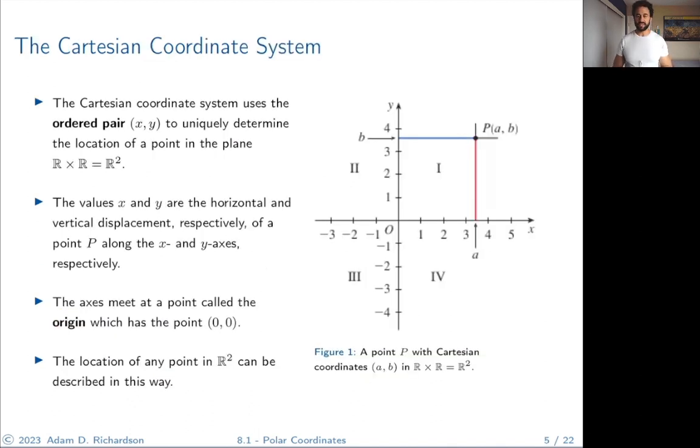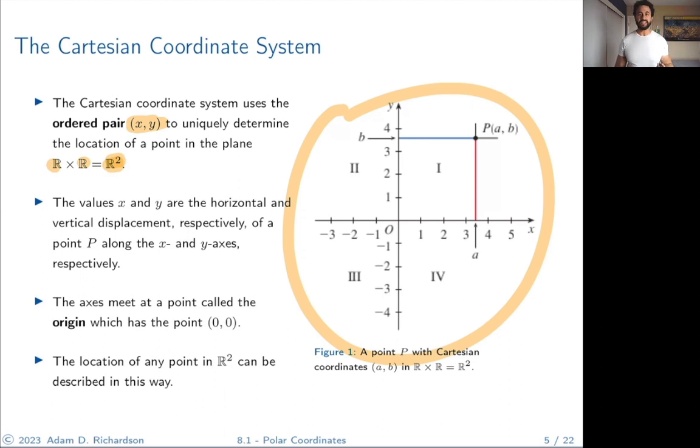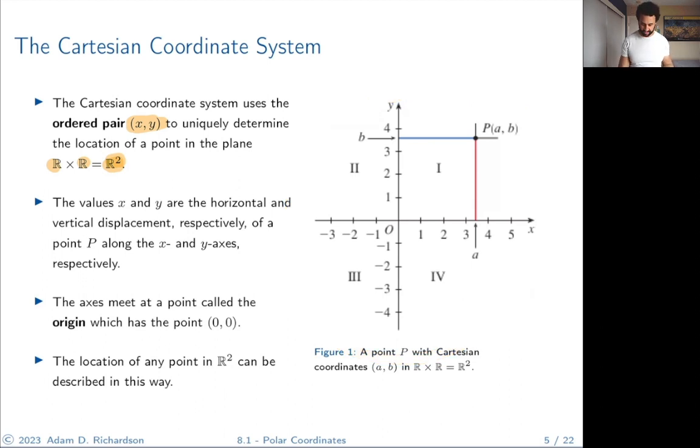All right, so a brief review. This is the Cartesian coordinate system. What does the Cartesian coordinate system do? It uses the ordered pair (x, y) to uniquely determine the location of a point in the plane. The plane is denoted by this symbol, R squared, because it's R cross R. Basically, it's almost like R times R. It's two real lines crossing right at the middle, the origin right here. So the idea is that you can determine the location of any point on the xy plane by just listing its x coordinate and its y coordinate in that order.